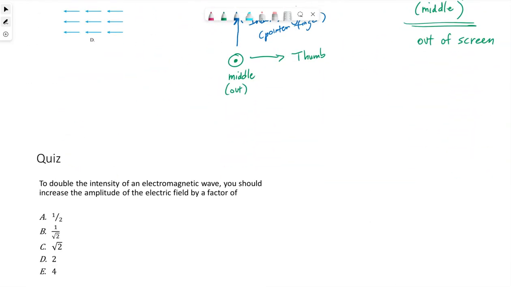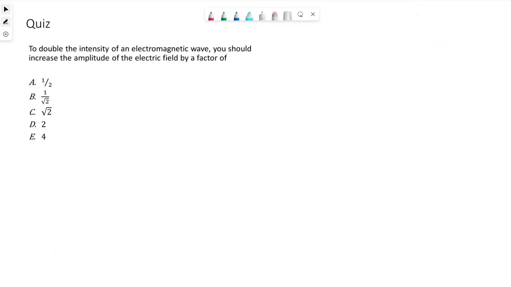Here is another question for you. What do you think about this? The correct answer here is C.